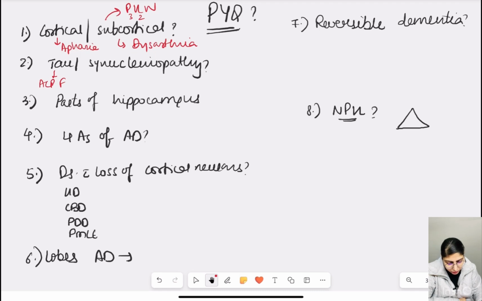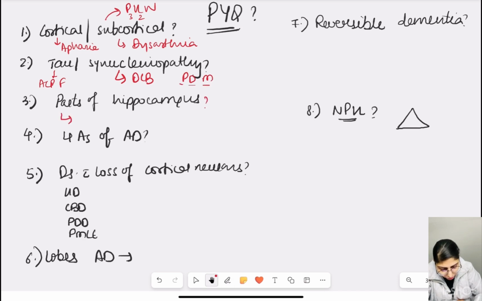Okay, so tauopathy we know ACPF, right? And synucleinopathies we know, we had DLB, so padho daro mat, PDM. So DLB, PDD and MSA.